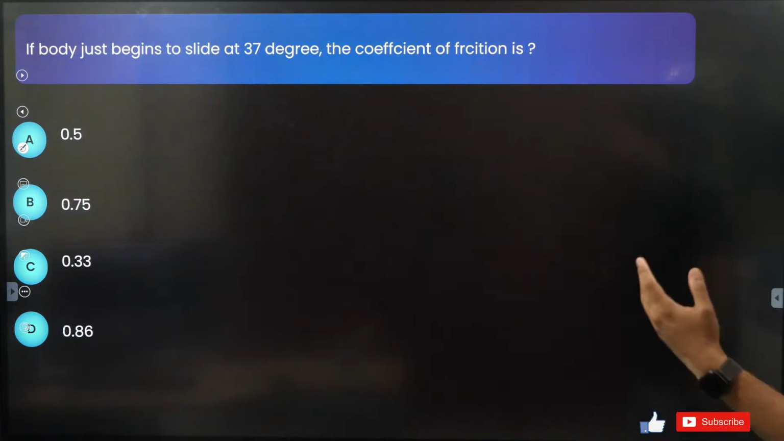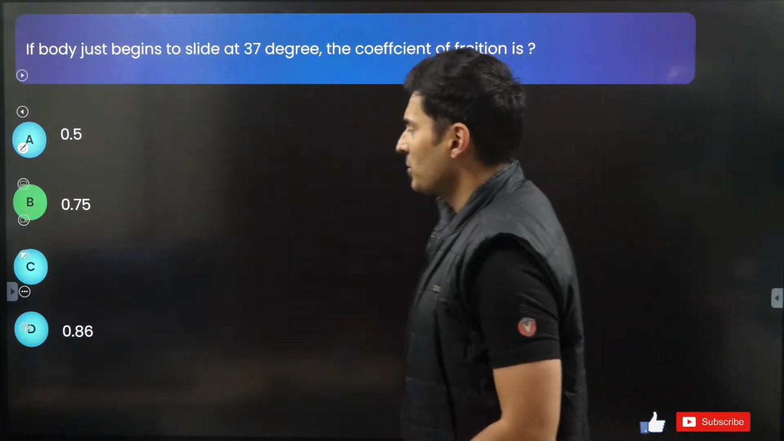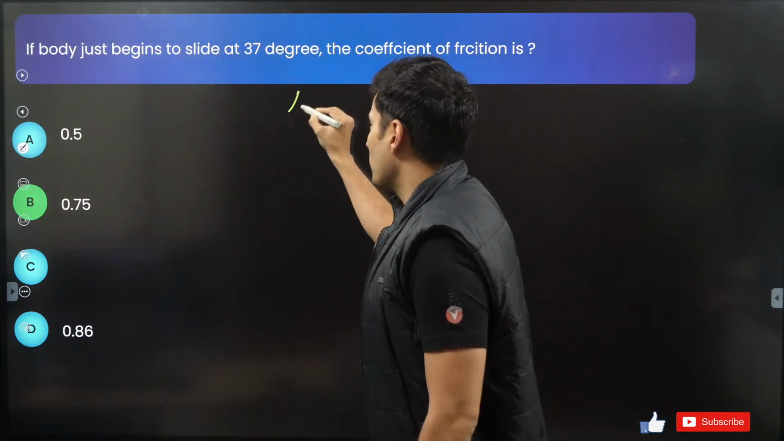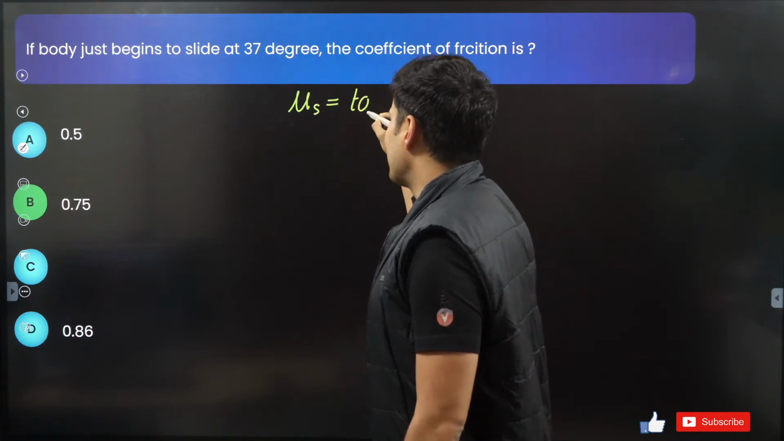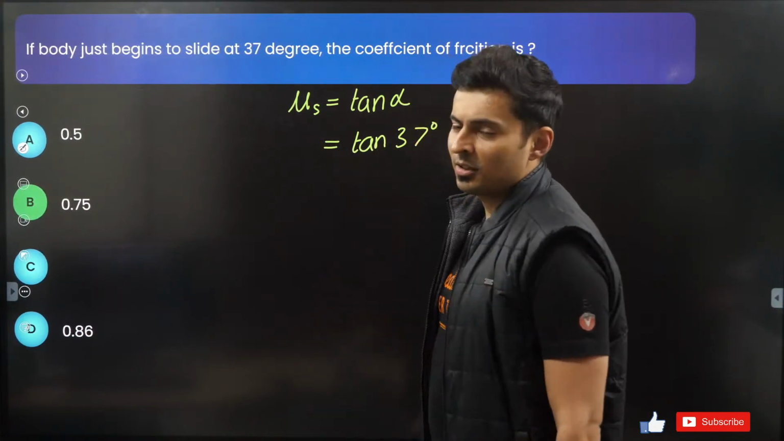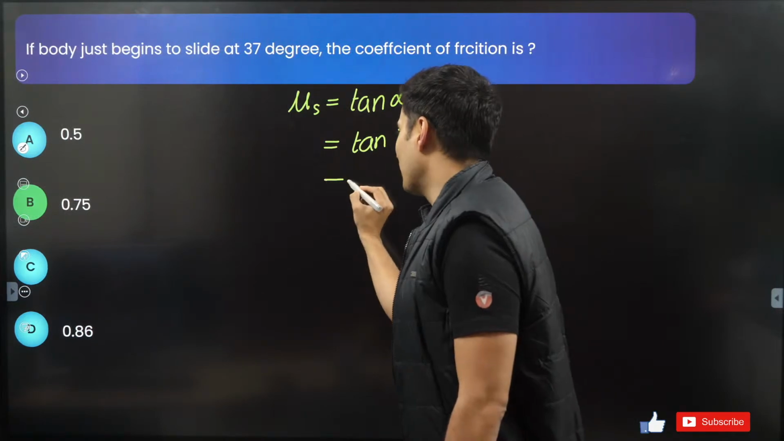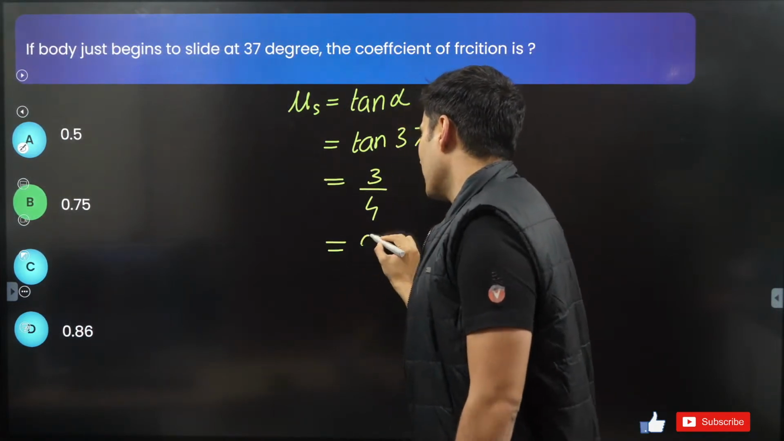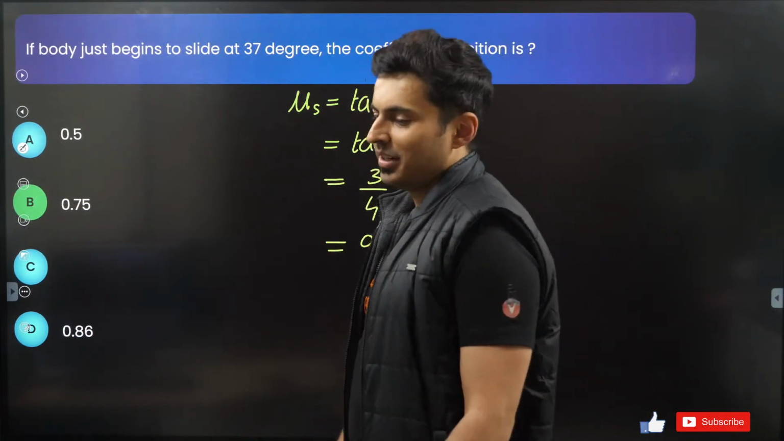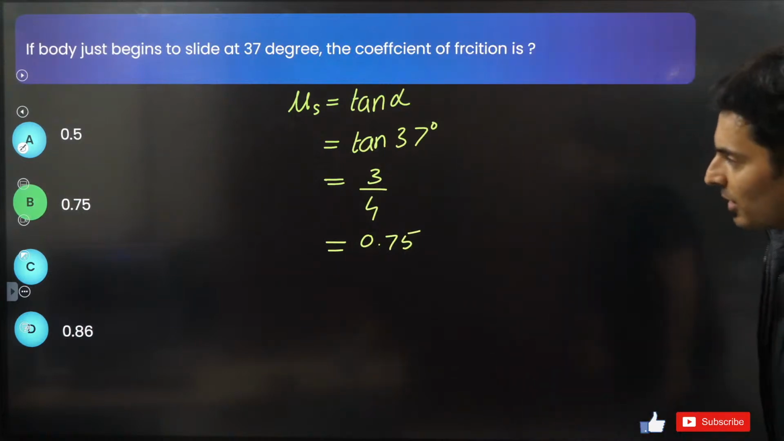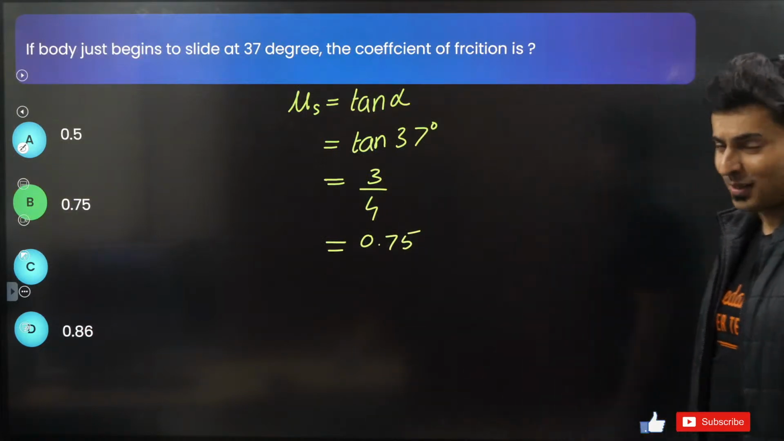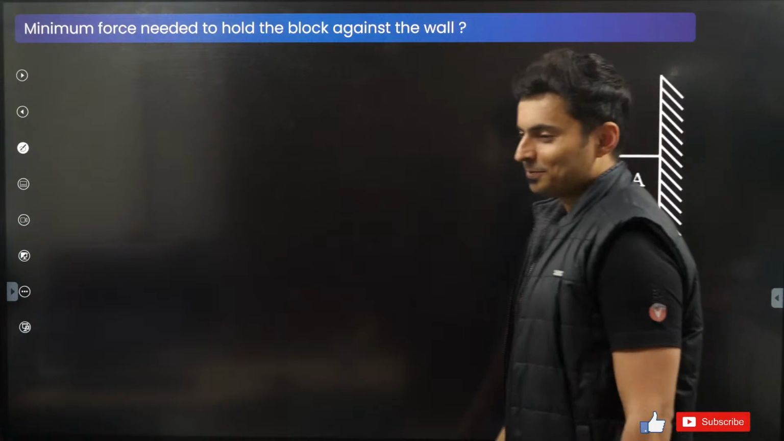So if a body just begins to slide, guys, what is the answer? Many of you are saying B option. Very good. Proud of all of you guys. Here is the answer for this. I will just use this formula. The coefficient of static friction is basically tan of alpha. So this is nothing but tan of 37. What is tan of 37? You guys forgot? Come on, it is 3 by 4. So 3 by 4 is 3 quarters, so it is 0.75. No, it's not 0.5, it's 0.75. It was not 0.33 anyways. Answer is 0.75. Cool. Moving on to another question.